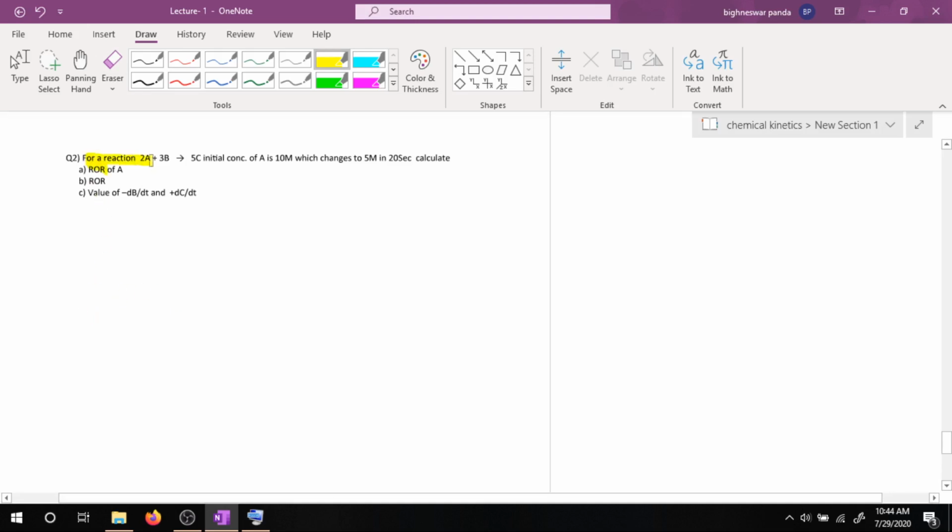For a reaction 2A plus 3B gives rise to 5C, the initial concentration of A is 10 molar, which changes to 5 molar in 20 seconds. Then calculate the rate of reaction of A, the rate of reaction, and the value of minus dB by dt and dC by dt. You can easily solve. Thank you.